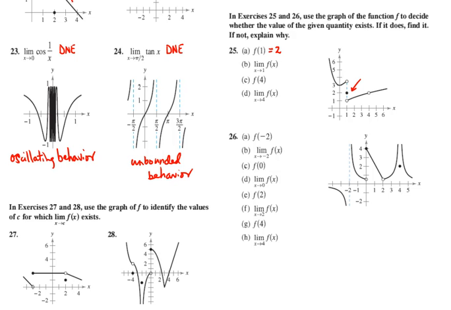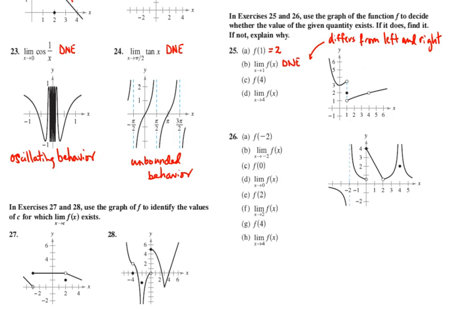Next, we're asked for the limit as x approaches 1. Well, as we're approaching 1 from the left, we're going up to something like 3.5. And as we're approaching 1 from the right, we're heading to y equals 1. And so this is an example of behavior differing from the left and right.